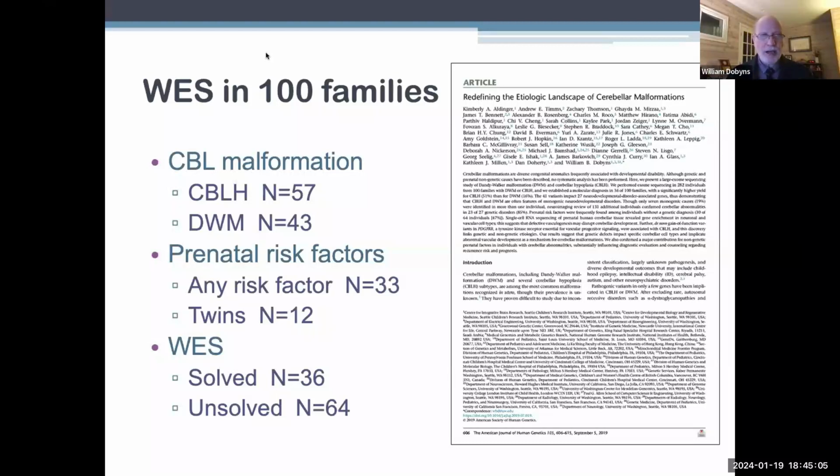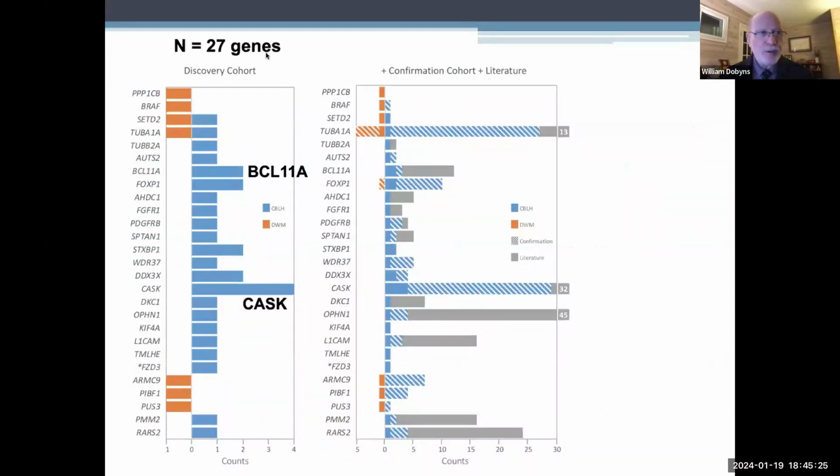Importantly, we looked carefully over the histories and the brain scans and identified prenatal risk factors. We were able to solve 36 of these, so 36 out of 100. That yield is very similar to the yield that Dr. Yaron mentioned about an hour ago. All right, so here are the genes we reported in the paper in 2019, and there were about, I think, 27 or 28 different genes, but that number is constantly growing larger. So there is no good targeted panel.